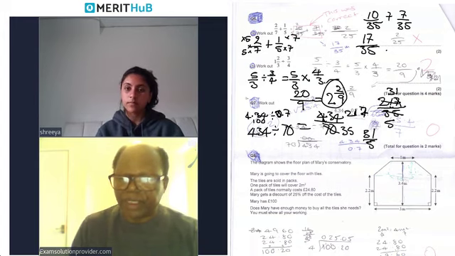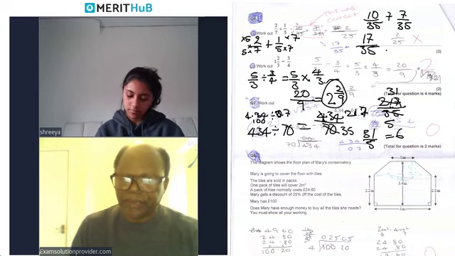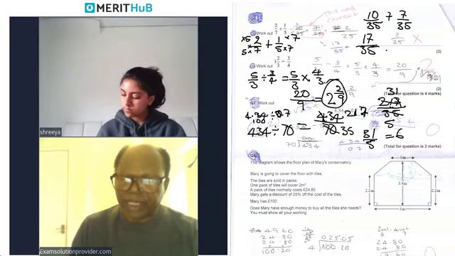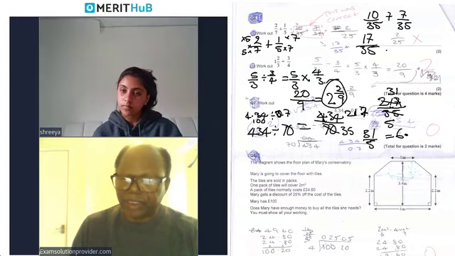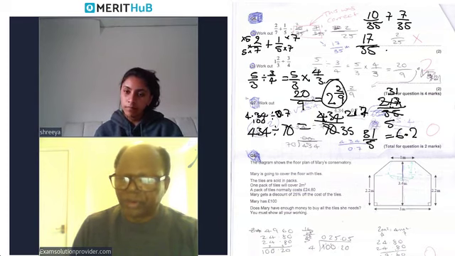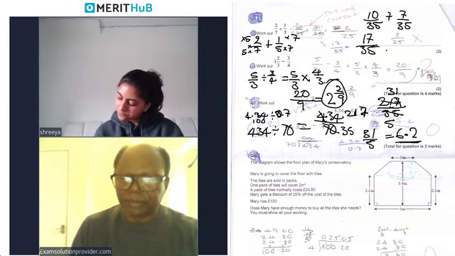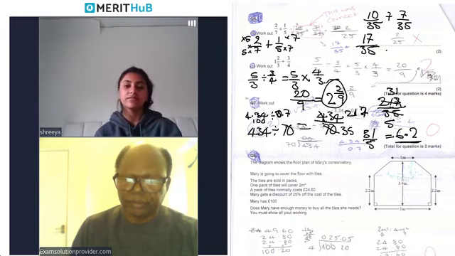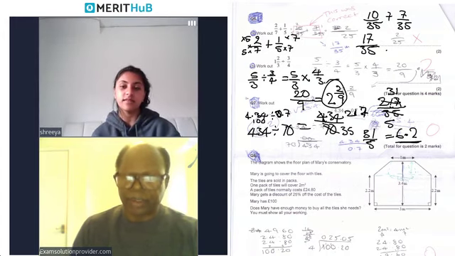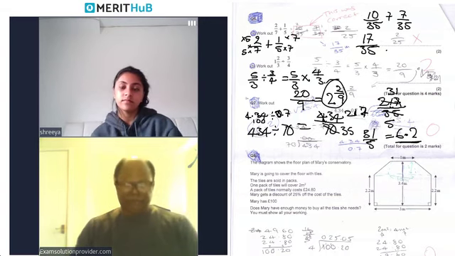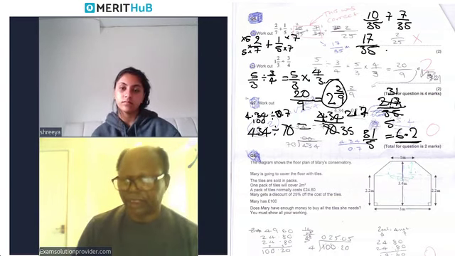5 into 31 is going to be 6. 6 times 5 is 30. So there's one remainder. We add 0 to it. So this is going to be a decimal point. We add 0 to it, it's going to be 10. 5 into 10 is going to be 2. So that's the final answer. Otherwise, dividing using these decimals is going to take you ages, and in the end, you're going to have a headache.